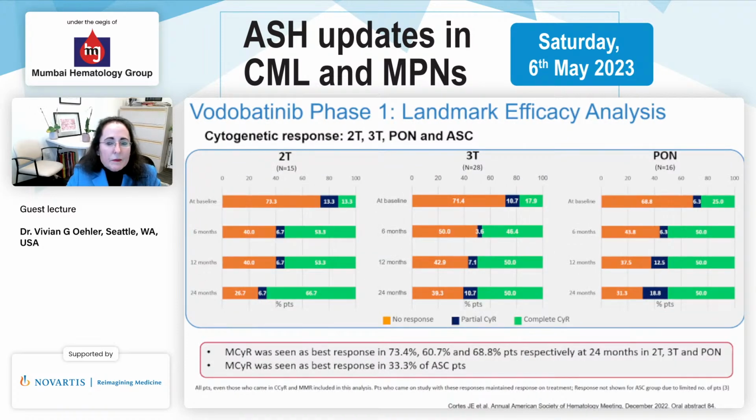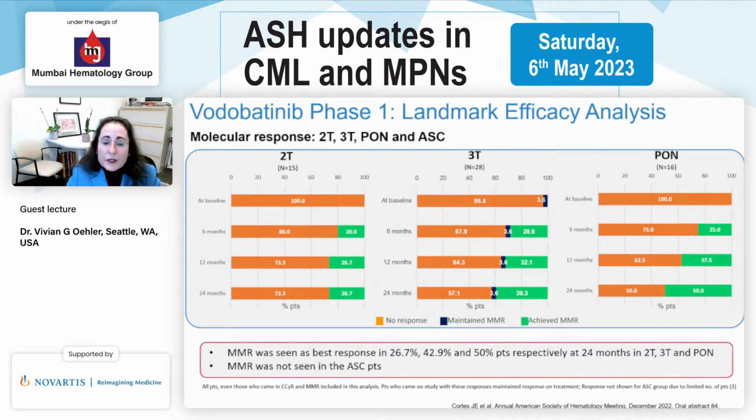Shown here is a similar analysis for cytogenetic response now divided by line of therapy and prior ponatinib exposure. So if you follow the green, you can see that by 24 months, 66.7% of the 2T patients achieved a complete cytogenetic response, and 50% of the 3T patients and 50% of patients who previously received ponatinib achieved a complete cytogenetic response. With regard to major molecular response by 24 months, this was seen in 26.7% of 2T patients, 42.9% of 3T patients, and 50% of ponatinib-treated patients.